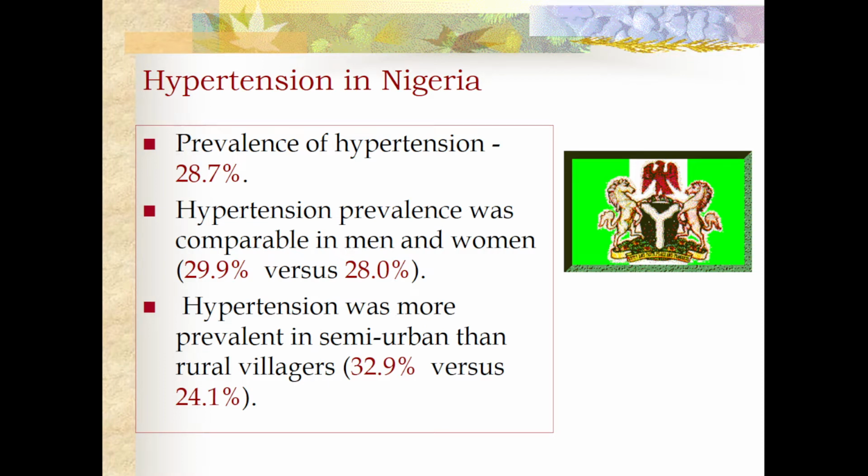In Nigeria, prevalence of hypertension consists of 28.7%. Hypertension prevalence was comparable in men and women, and hypertension was more prevalent in semi-urban than rural villages.